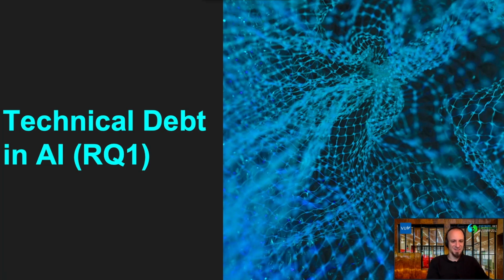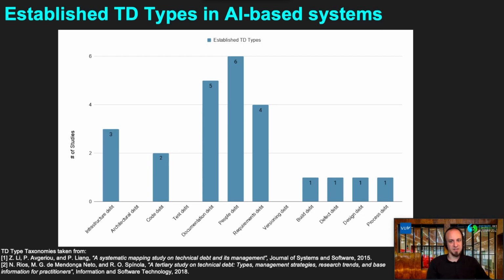Thank you, Ilias, and hello to everyone. I'm going to briefly guide you through our findings on how technical debt is characterized in AI-based systems. We structure our findings around two taxonomies of technical debt types, namely the one presented by Lee and others and the one presented by Rios and others.